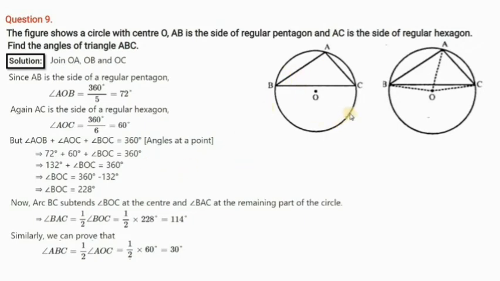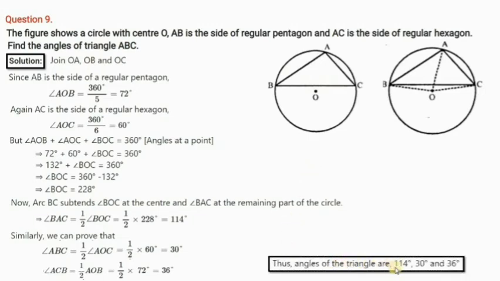Similarly we need to calculate this one, which is made by arc AB. AB subtends angle AOB at the center, and in the remaining part it subtends ACB. So ACB will be half of AOB, so from here ACB equals 36 degrees. So we have successfully found the three angles of the triangle: 114 degrees, 30 degrees and 36 degrees. Pause the video to note down.